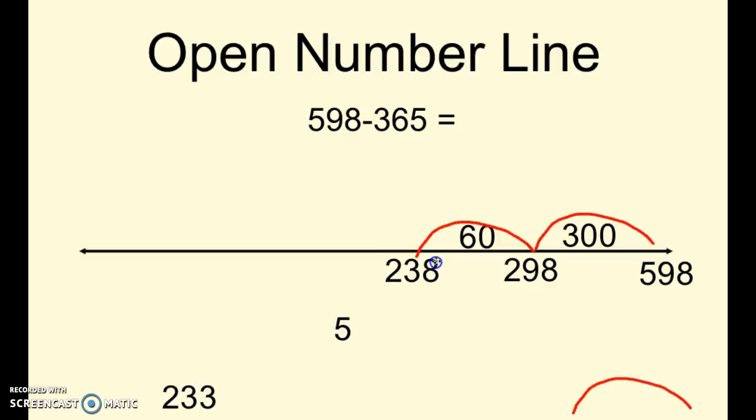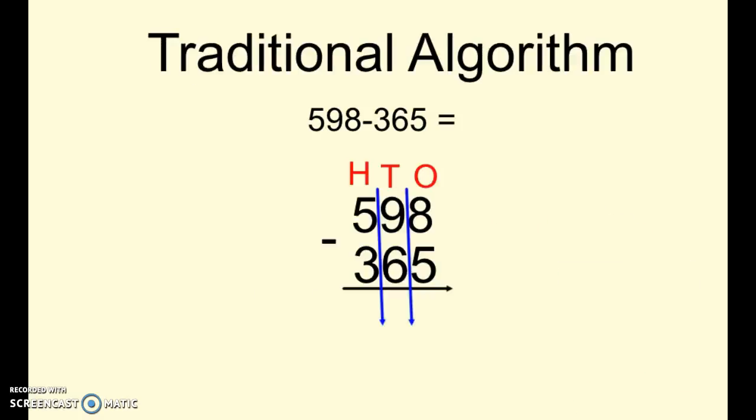298 minus 60 equals 238. From there, I make my next jump backwards. 238 minus my 5. And that gives me the answer of 233. So 598 minus 365 equals 233. And the final strategy I'm going to share with you is the traditional algorithm.